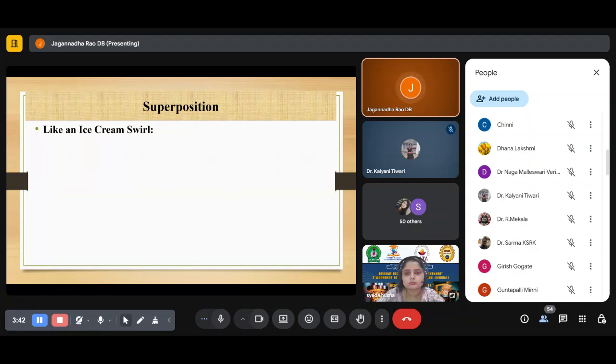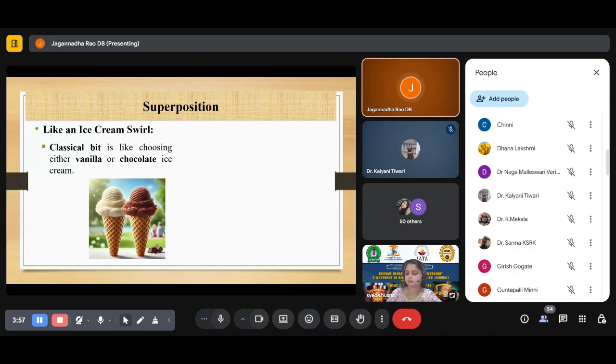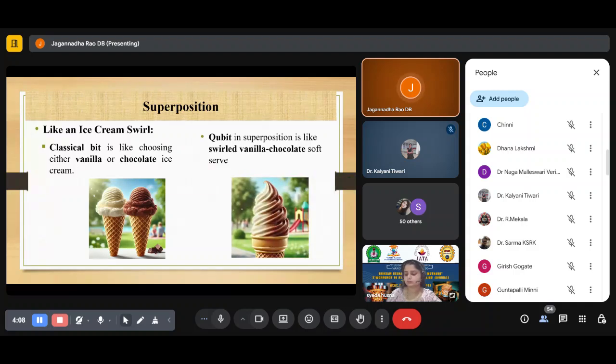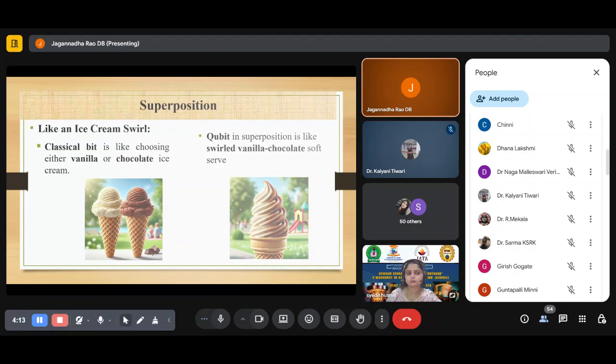Now let us take a simple ice cream example for superposition. In a classical computer, with classical bits, you use only one flavor, either vanilla or chocolate ice cream. This is your option, so I choose any one. But with qubits, quantum bits in superposition, it is like a split of vanilla and chocolate ice cream, meaning I can combine both. That is what we said: zeros and ones, and both are also possible.